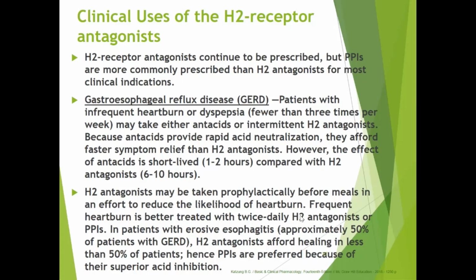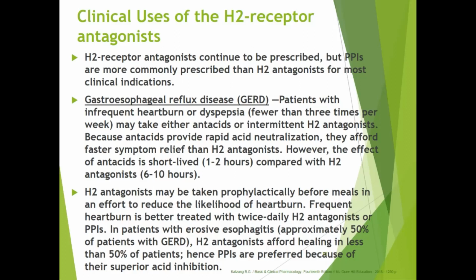Because antacids provide rapid acid neutralization, they afford faster symptom relief than H2 antagonists. However, the effect of antacids is short-lived, maybe a maximum of 2 hours, compared with the H2 antagonist's 6 to 10 hours. H2 antagonists may be taken prophylactically before the meal in an effort to reduce the likelihood of heartburn. Frequent heartburn is better treated with a twice-daily H2 antagonist or PPI.